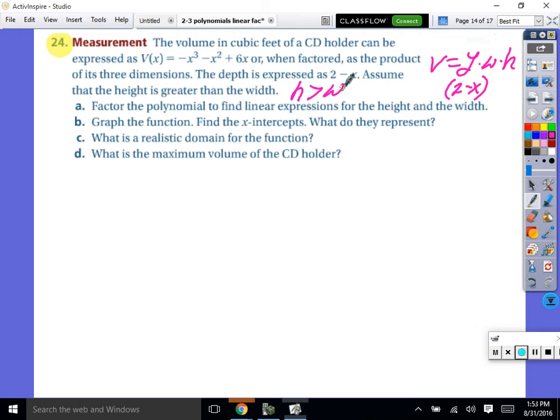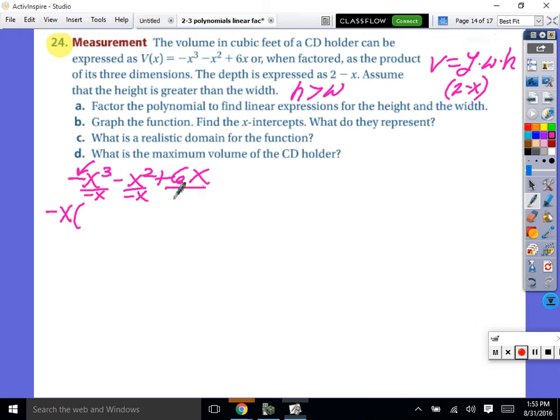So let's answer A. It says factor the polynomial to find the linear expressions for the height and width. So if we know depth, we need to know height and width. So let's factor it. Look back at the beginning. We have negative x cubed minus x squared plus 6x. So let's factor out a negative x, right? If there's a negative in front. So we'll factor out negative x divided by negative x.